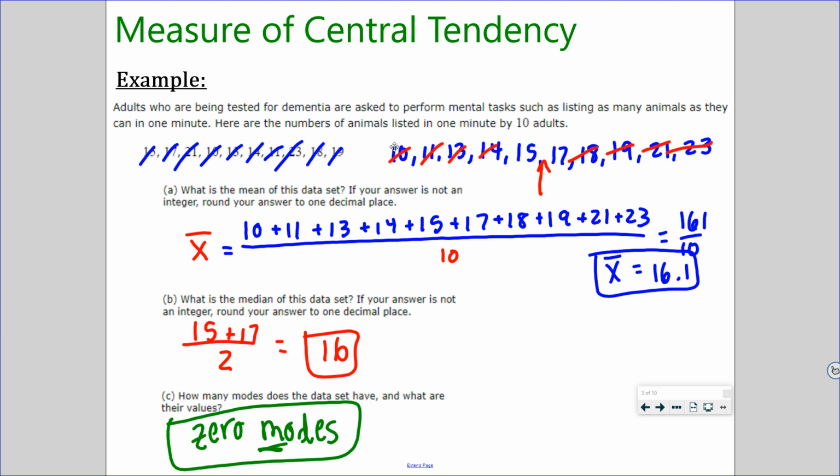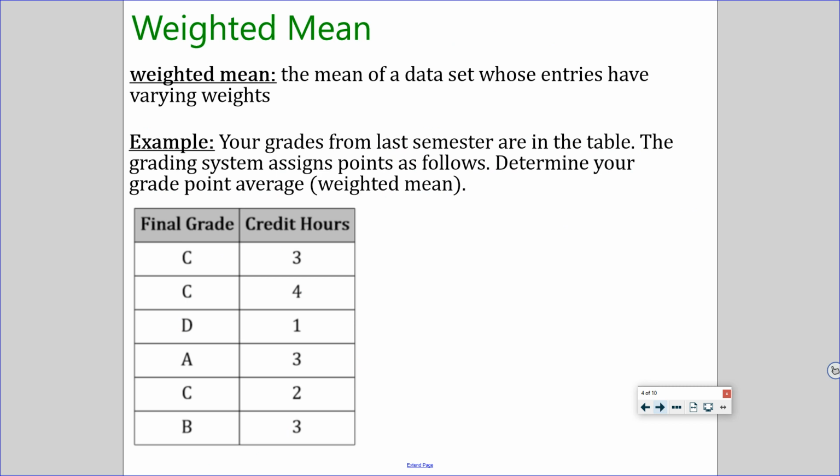Okay. So you guys probably knew how to do that before coming to class today, which is great. That's good review. Here's maybe what's new for you. I don't know. Maybe you have done this. What if I want to do something called a weighted mean? And a really good example is calculating your GPA, which is actually a weighted mean because you get different points for letter grades. So the definition of a weighted mean is the average of a data set whose entries have varying weights.